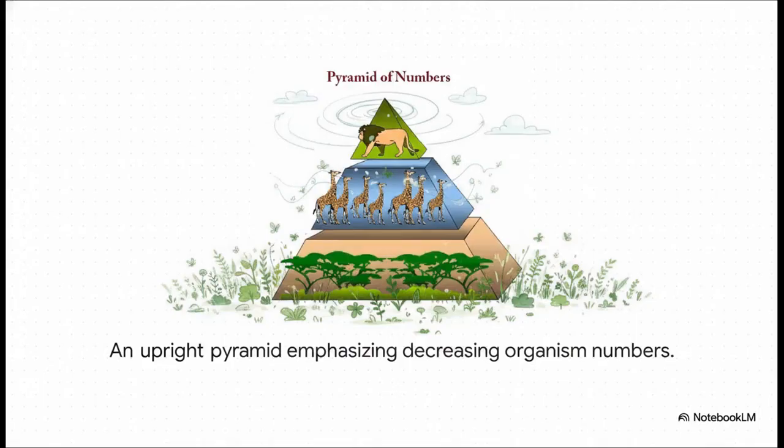Now, what's really interesting about this slide, the pyramid of numbers, is how literal it is. To build this model, ecologists physically count the number of individual organisms at each level, starting from the massive base of producer plants at the bottom, moving up through the herbivores, and tapering off at the very top with a tiny number of apex predators, like, say, a single lion on the savanna.